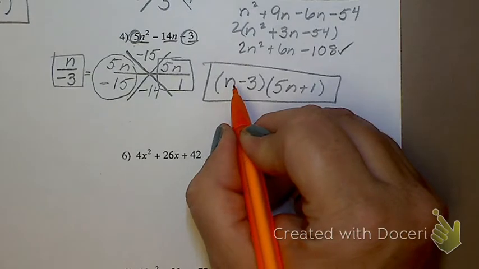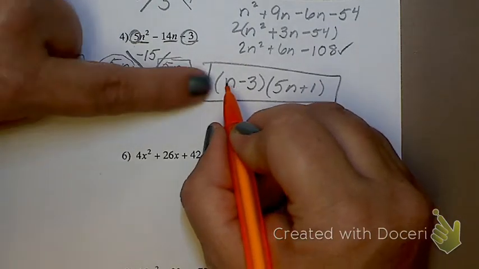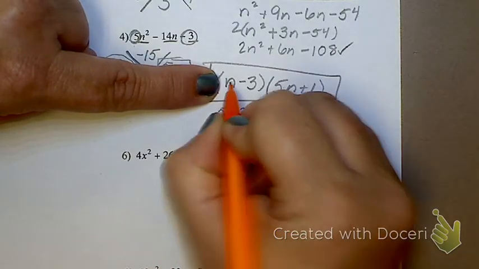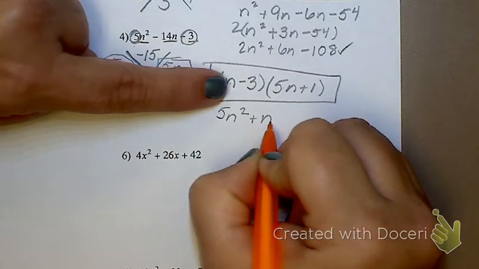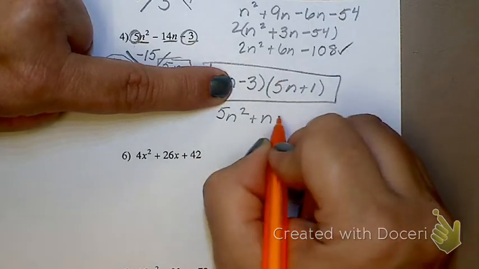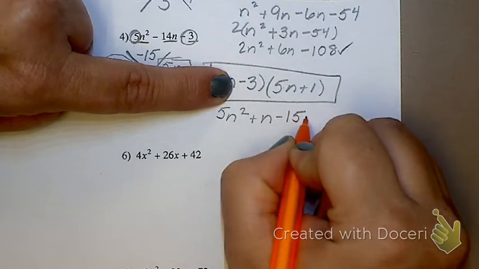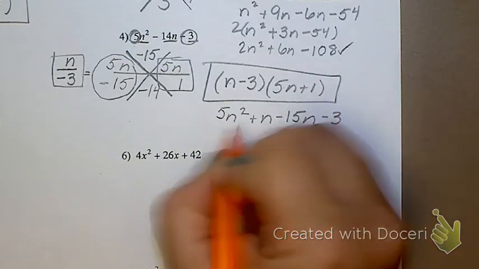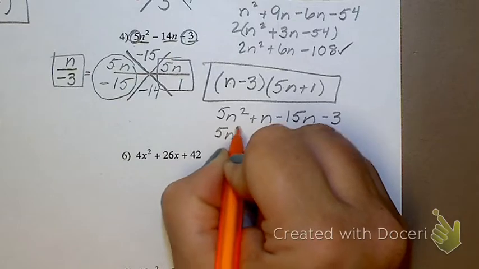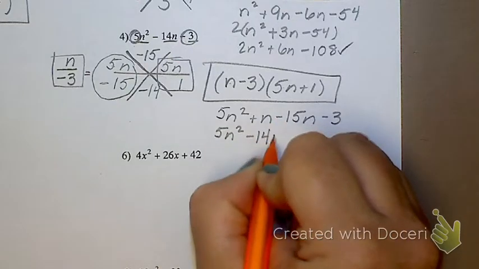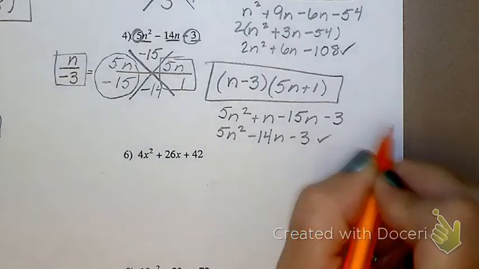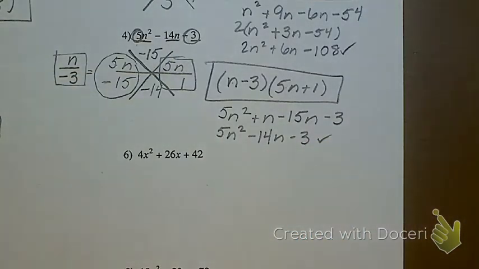Let's check this one since this is the first time we've done one like this. N times 5n is 5n squared. N times 1 is n. Negative 3 times 5n is negative 15n. And negative 3 times positive 1 is negative 3. When I combine my like terms, I get 5n squared minus 14n minus 3, which was the original problem, so I know I factored it correctly. Ready to do that again?